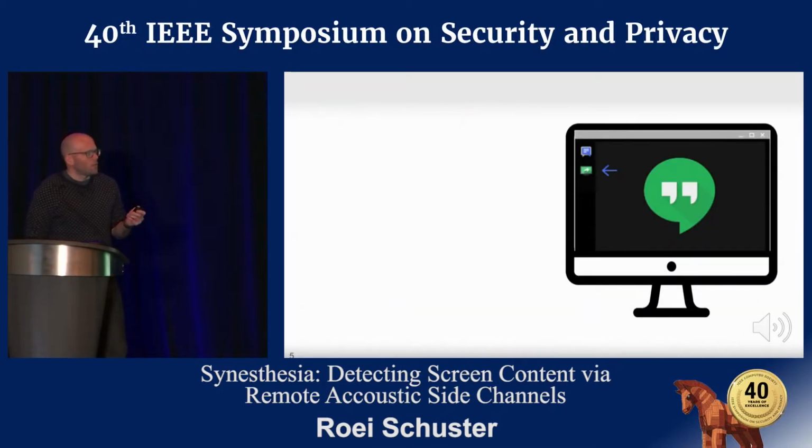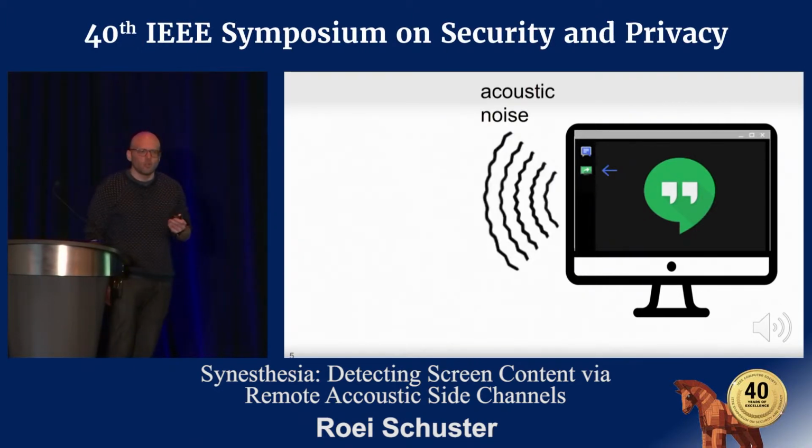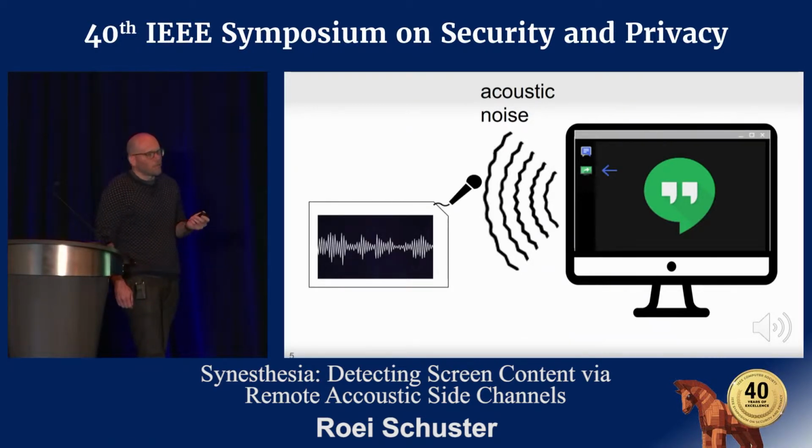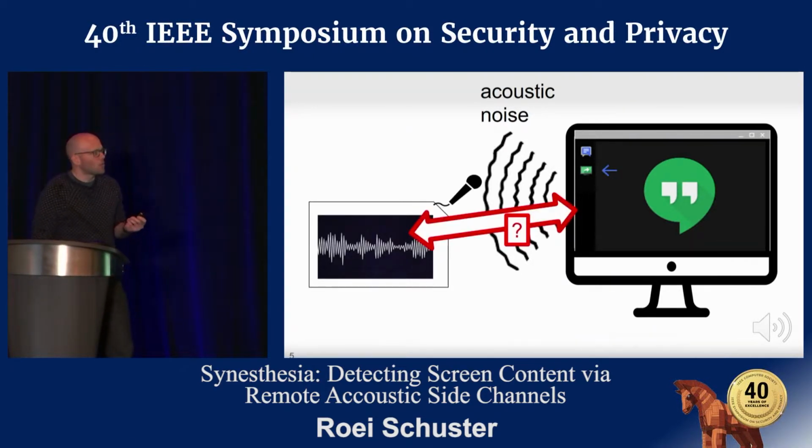Well, it turns out that when screens render visual content, they emit noise. And this noise is pretty subtle. Usually we don't mind it. But what if this noise does have some correspondence with the content that's being displayed on your screen?